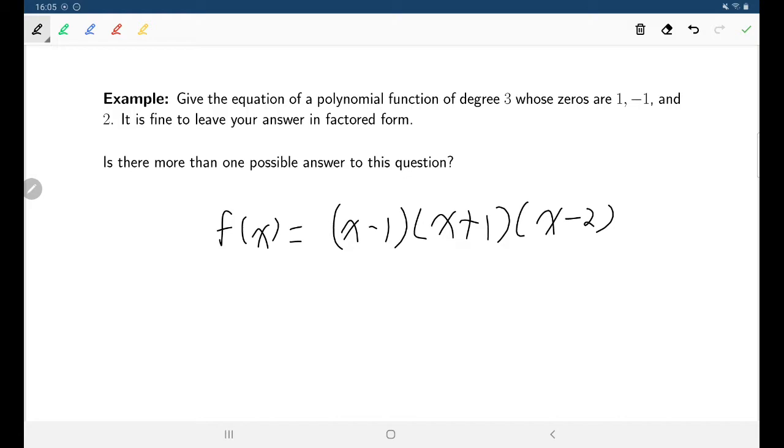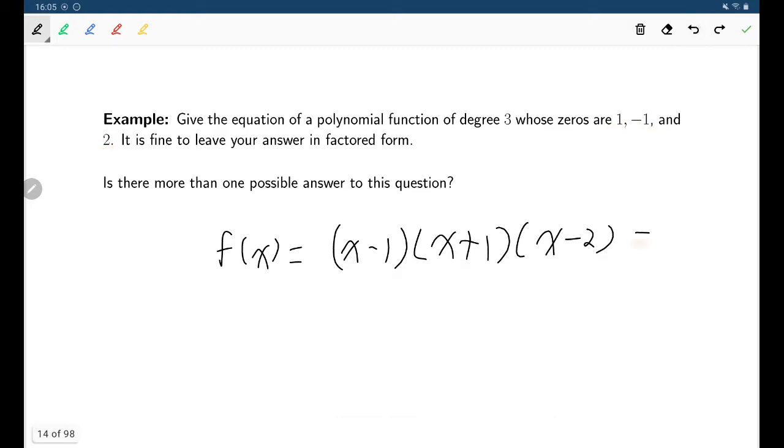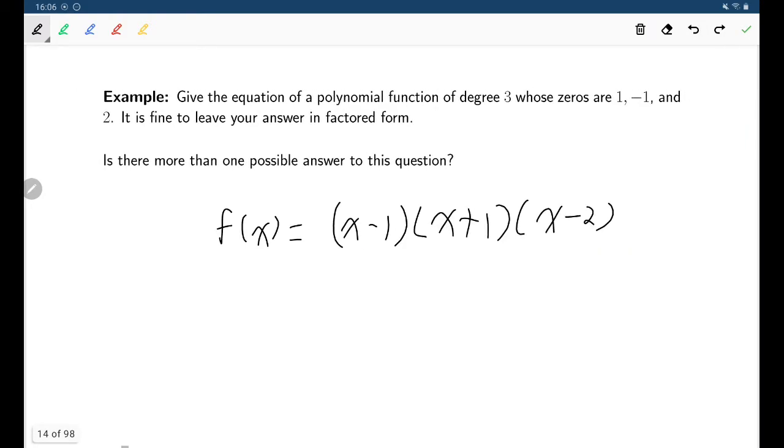And if you were to look at where this polynomial is equal to 0, you would find it's equal to 0 at 1, negative 1, and 2. You can also confirm that this would be a degree 3 polynomial. If you were to multiply this out and expand it, you would find that the highest power of x is 3. So this is a degree 3 polynomial.